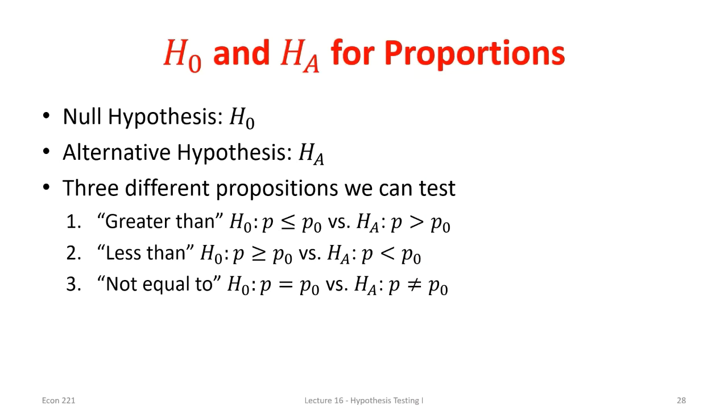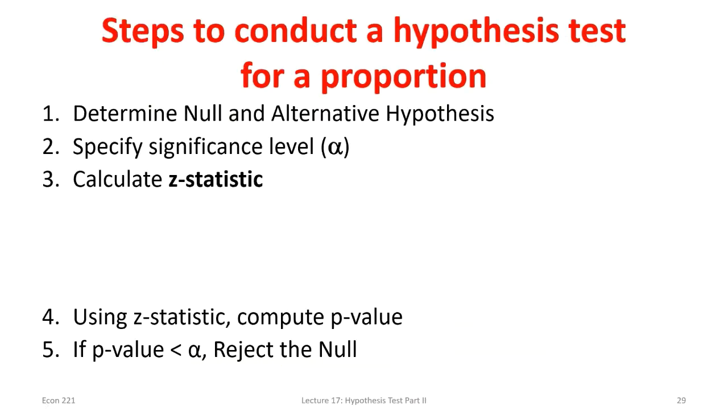All right, so yeah, everything's the same here, right? I've just, instead of a mean, I'm looking at a proportion. So I've got one and two tailed tests. The only difference is going to be how we calculate that Z statistic. So we'll go back and write this out, so maybe we can hopefully see the similarities.